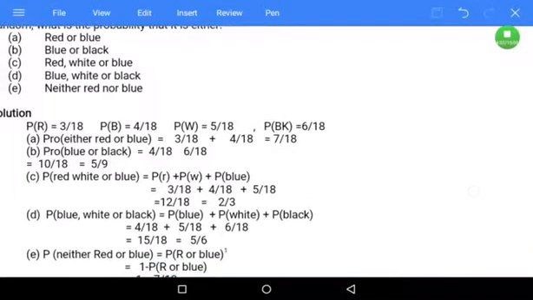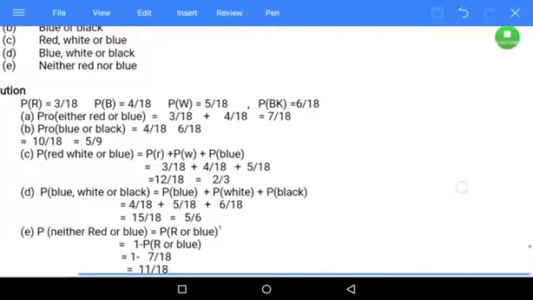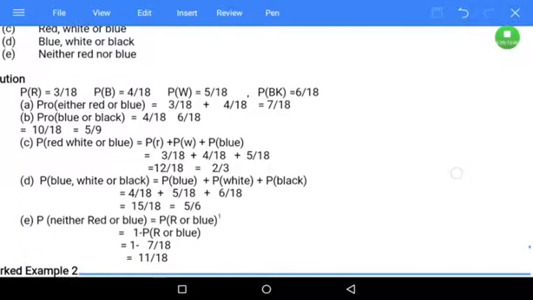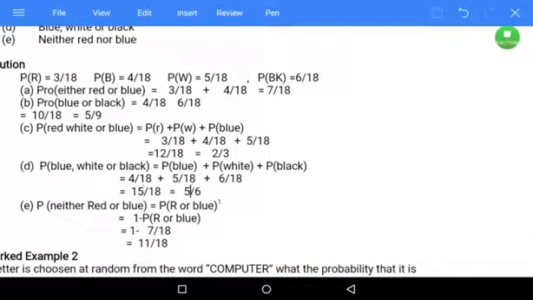Alright, for C, the probability of having a red, white, or blue ball. If you pick a red ball, that probability is 3 over 18, for white 5 over 18, and for blue 4 over 18. If you find the sum, you have 12 over 18, which is 2 over 3 in the lowest term. Now for D, the probability of picking a blue, white, or black ball: 4 over 18 plus 5 over 18 plus 6 over 18, and that gives us 15 over 18, which is 5 over 6 in the lowest term.